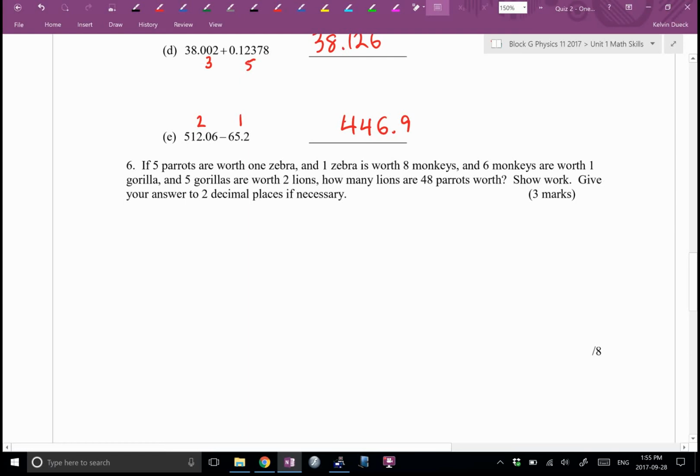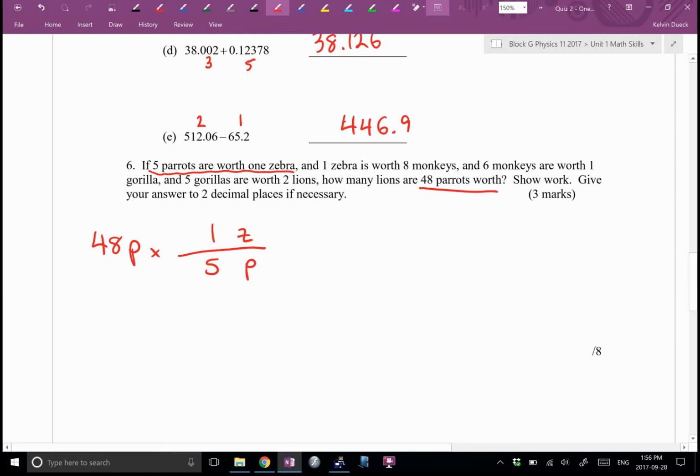I'm going to write down what they gave me. They gave me 48 parrots. Instead of parrots, can I use P? I want parrots to cancel, Ibrahim. Where's it going to go in my next fraction? On the bottom. Now, I looked. I have this conversion factor here. Apparently, 5 parrots are 1 zebra.